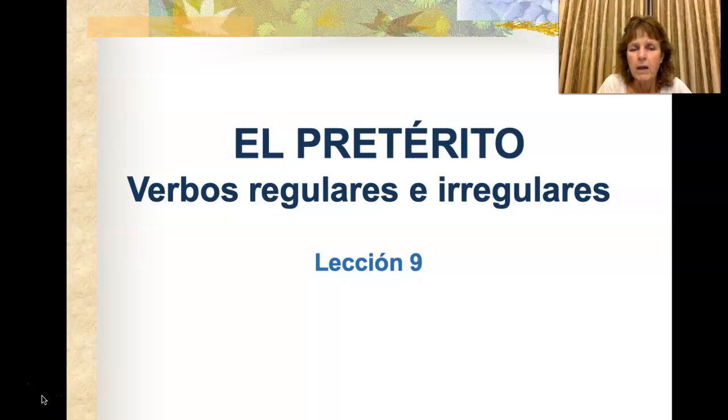Hola clase. Now that we're in Lección 9, we have learned all of the different forms of the preterit. There are many irregular forms and things we need to learn in the preterit. It's one of the more complicated verb tenses. So let's just go over what we have learned about verbos regulares e irregulares en el pretérito.